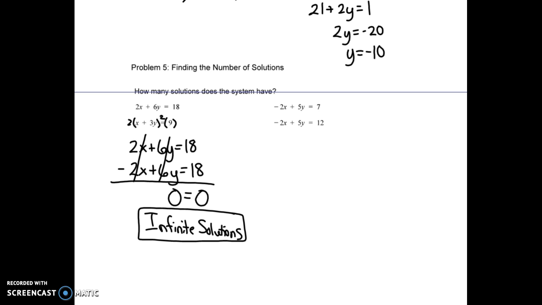Example 2 over here. I already have them, they're the same. So if they're the same number, I'm going to add them or subtract them to get rid of them. So if I have minus a negative, that's adding. So I said add. So negative 2x minus negative 2x, that's negative 2x plus 2x, which is 0, so that crosses out. 5y minus 5y is 0. So I have a 0 on this side. 7 minus 12 is negative 5. 0 is not equal to negative 5. So this is no solution.